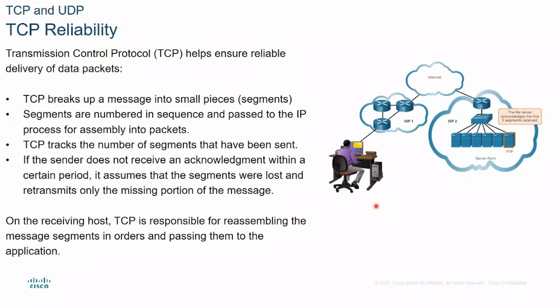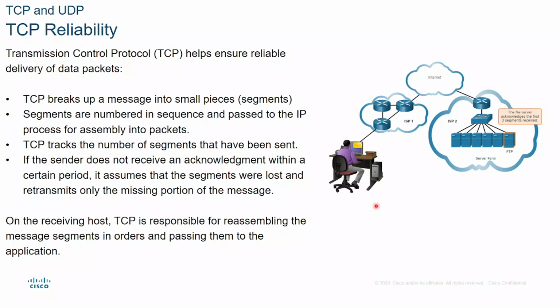Then let's look at TCP reliability. TCP helps to ensure reliable delivery of data packets. It says here that TCP breaks up a message into smaller pieces called segments. Segments are numbered in sequence and passed to the IP process for assembly into packets.